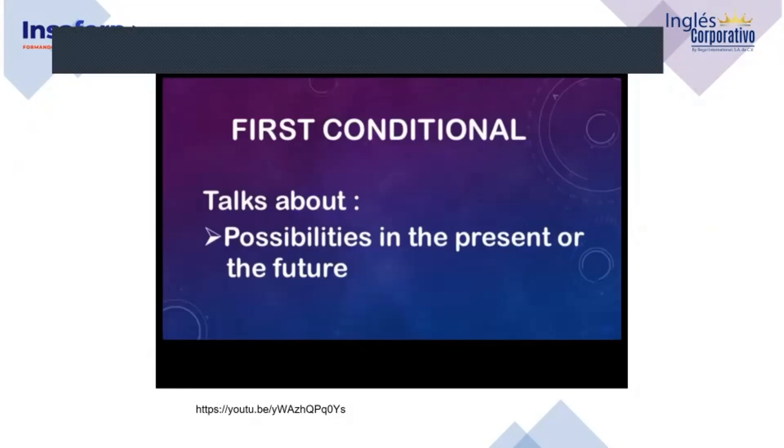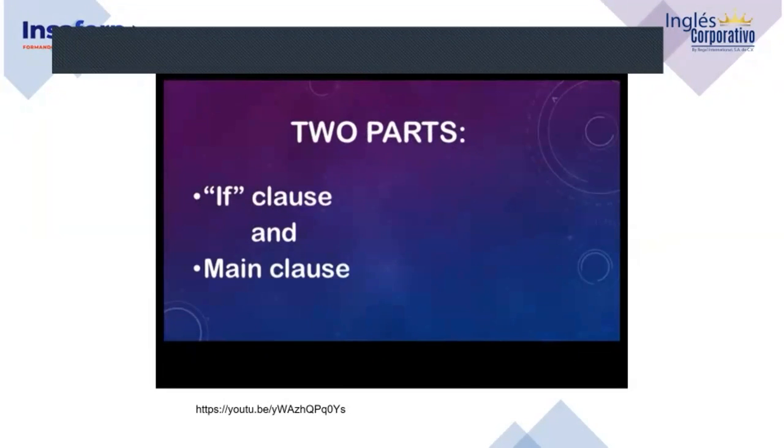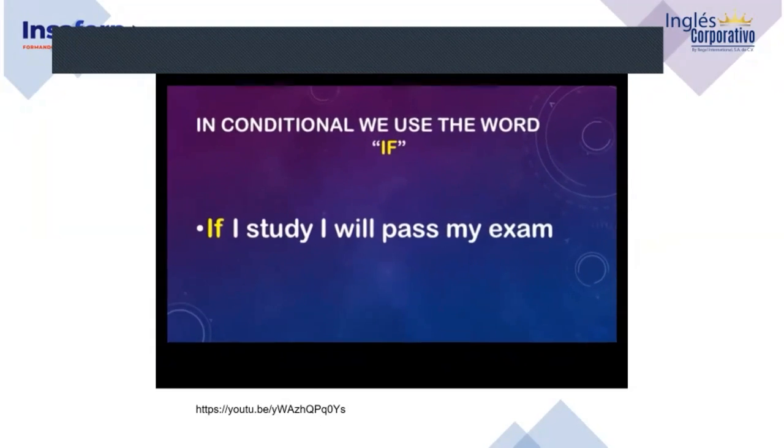The first conditional is used for talking about possibilities in the present or the future. We will explain how this conditional is formed and when it is used. When we talk about this conditional, which is called first conditional, by the way, we will divide it in two parts, if clause and main clause. In conditionals, we use the word if. So we say, if I study, I will pass my exam.